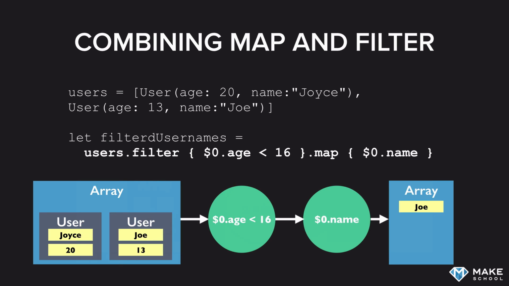We're taking the users array, and we're first applying the filter function to remove all elements that don't match our requirements. Then, on the remaining set, we call map to extract the username from these users. Here the input is an array that contains 2 users, and the output is an array that only contains 1 username, the username of the only user that is younger than 16.